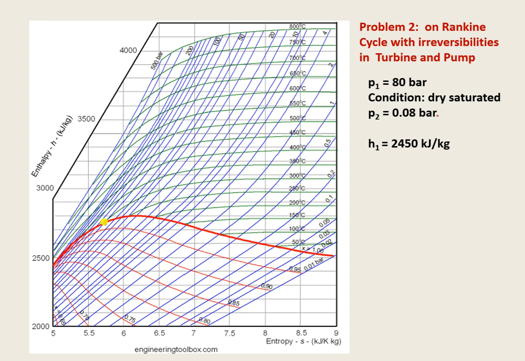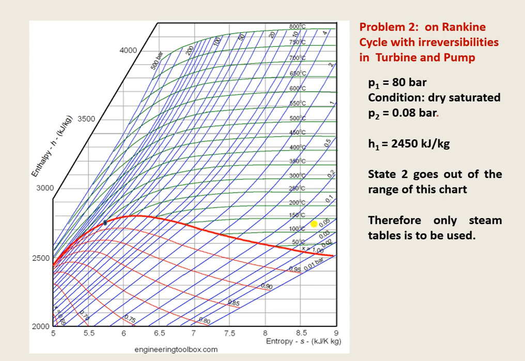State 2 goes out of the range of the chart because state 2 is 0.08 bar. You don't have 0.08 bar seen in this. Therefore only steam table is to be used for this problem.